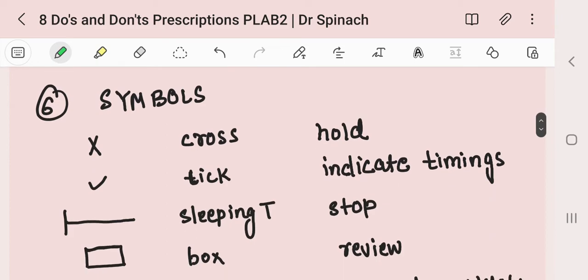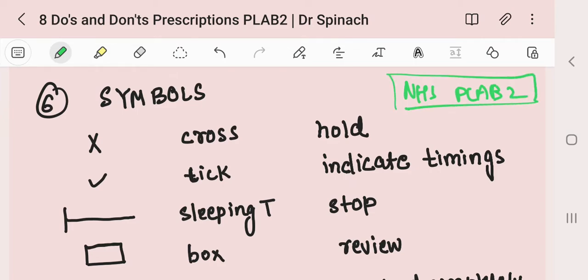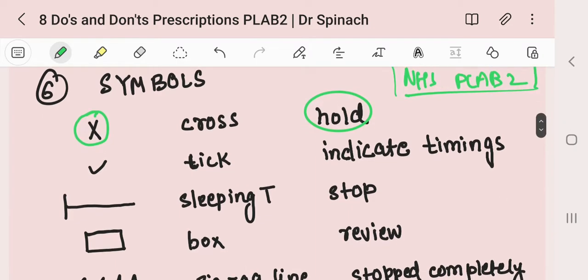The next thing is the use of symbols. Now this is where everything becomes very, very important. Now listen to me carefully. Whenever we are writing a drug prescription, especially when we are talking about NHS drug prescription in PLAB-2 exam, when you are holding a drug for a little while, let's say 1 or 2 days, you cross those dates in the drug chart. We'll look into it later on if we have time. Remember, you have to cross those in the drug chart if you're holding a drug.